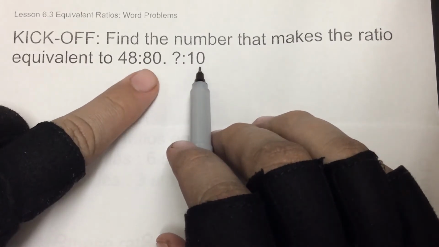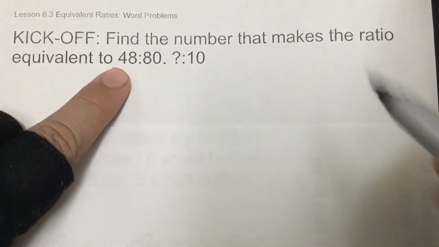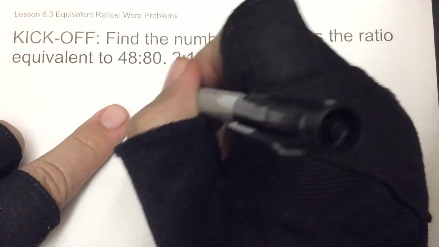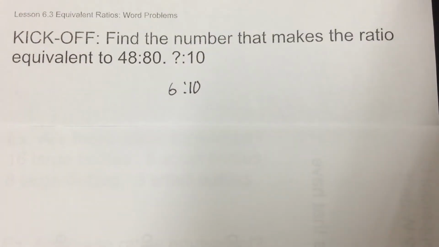Well, what we can do is 80 divided by 10, and that'll give us that number. So 80 divided by 10 is 8. So if we take 48 divided by 8, that gives us 6. So 6 to 10 would be that equivalent ratio. So that's the same comparison as 48 is to 80, as 6 is to 10.